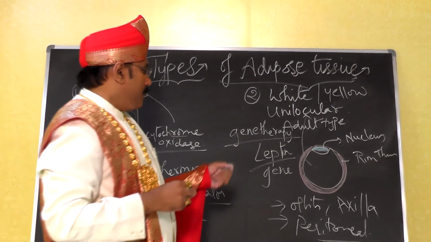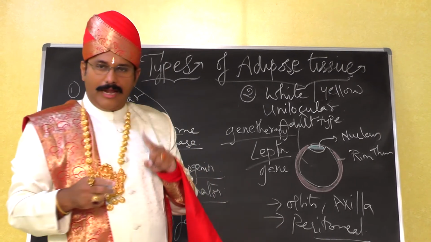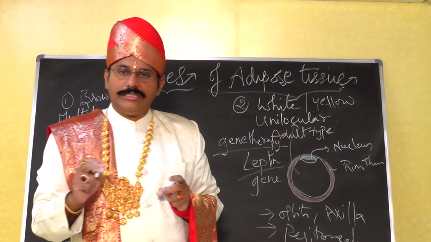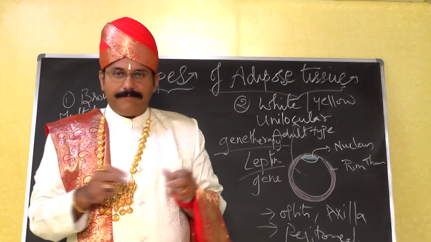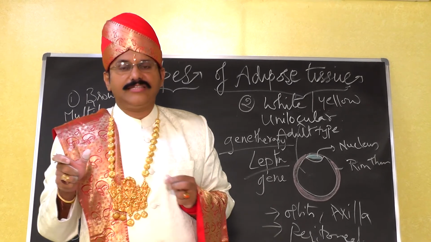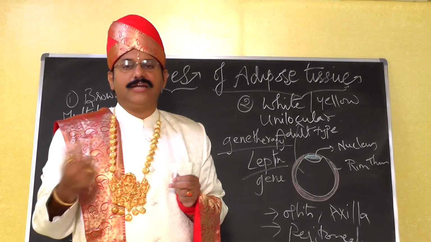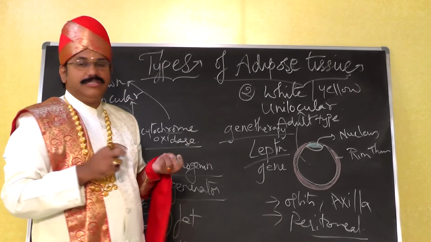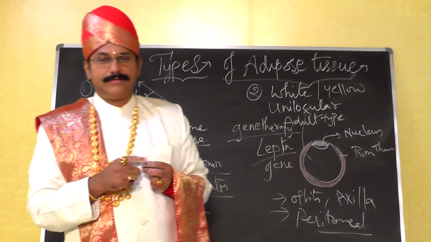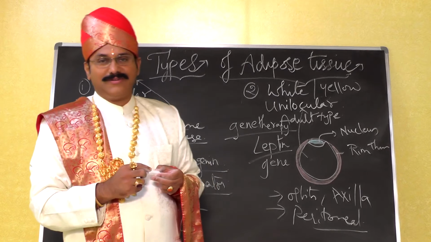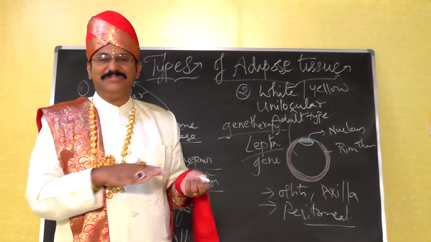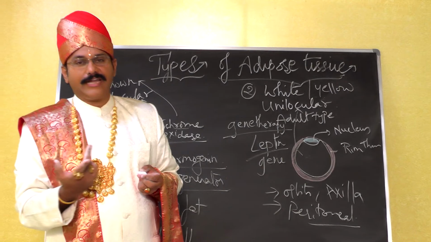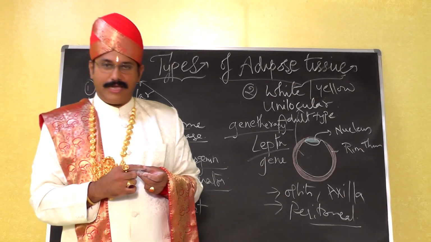Are you understanding? The fat cells produce a hormone called leptin, which is under the control of the leptin gene. If there is a defect or deficiency in this leptin gene, that will result in obesity, and by gene therapy you can correct it. I hope you have understood something about the brown adipose tissue and the white adipose tissue, the two different types of adipose tissue. Thank you very much.